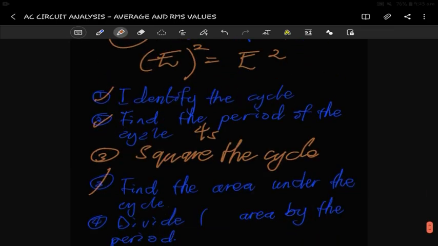Okay, so now we've done this. We identified the cycle of the waveform. We found the period of the cycle of the waveform, which is 4. Now we've squared the cycle. Next will be to find the area under the squared cycle.